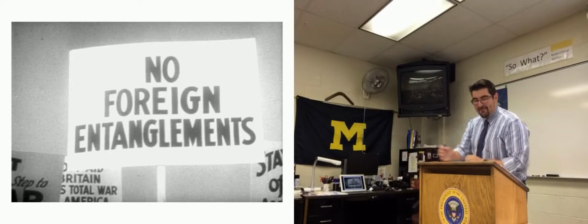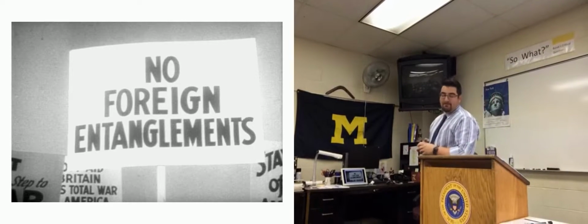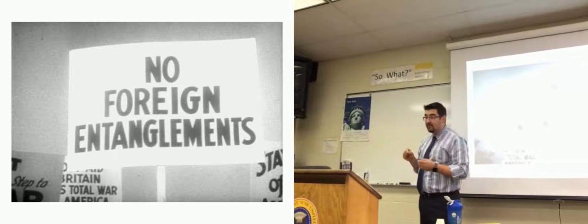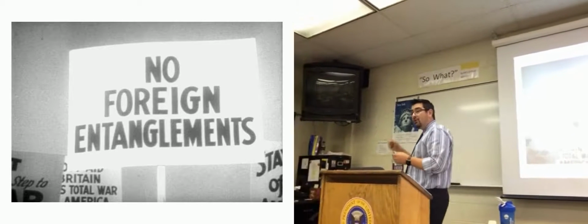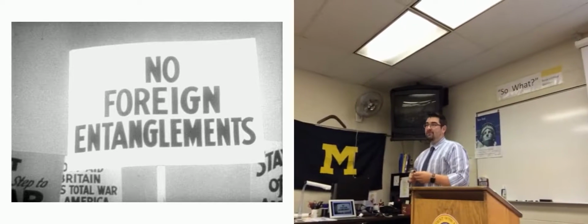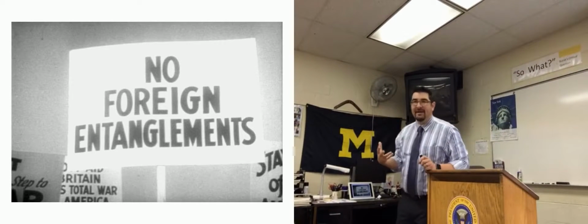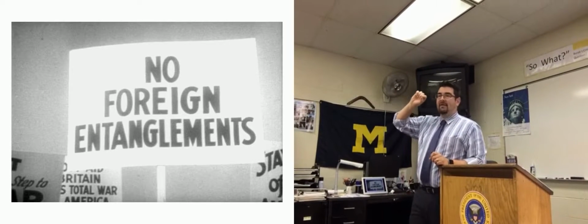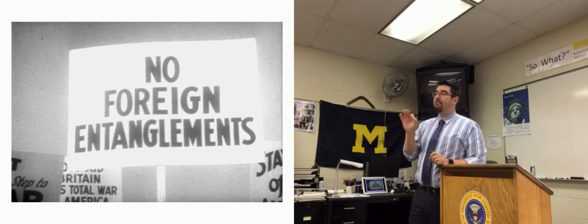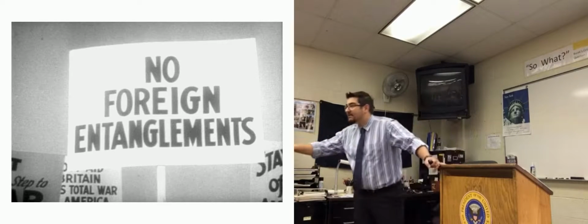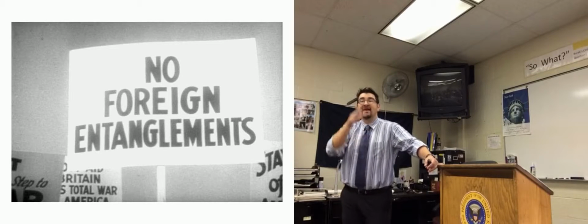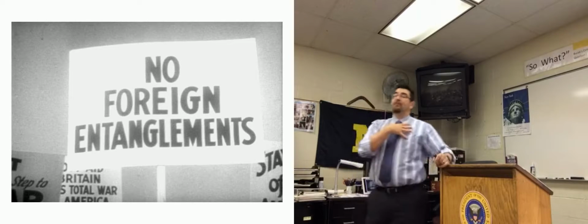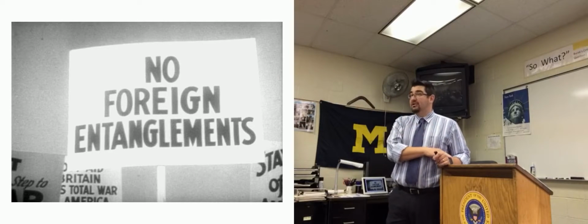Okay, the 1935 Neutrality Act will give the American president the power to prohibit U.S. ships from carrying U.S.-made weapons to nations at war. This is a lot going on here, all right? The first Neutrality Act gives the American president the power. It doesn't forbid it. It doesn't say American ships can't carry American weapons to countries at war. But it gives the president the power to forbid such a thing.